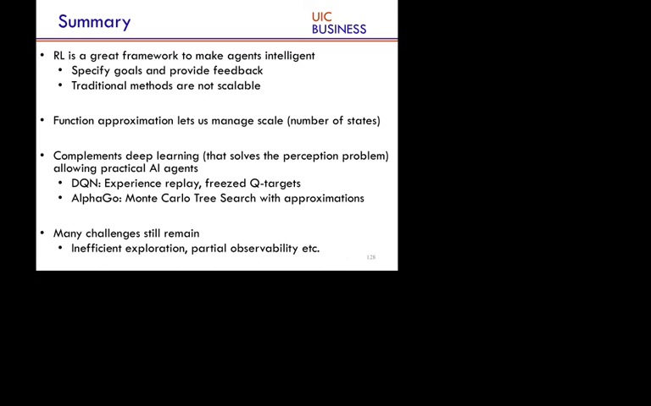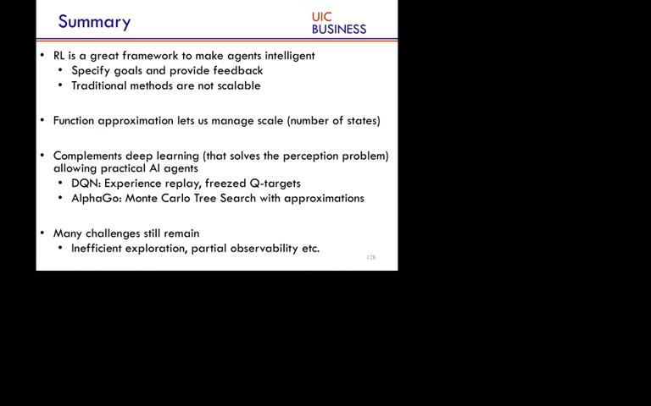So finally, let's summarize. RL is a great framework to make agents intelligent. You just specify goals and provide feedback. Traditional methods are not scalable, and that's why we looked at function approximation in this lecture to get an idea about how to manage scale. It complements deep learning, which solves the perception problem, as in what is there in the measurement. What is the state? Is there an object in the state? That's the problem that deep learning is solving, and RL algorithms are trying to solve the planning problem, when you don't know the model of the world.